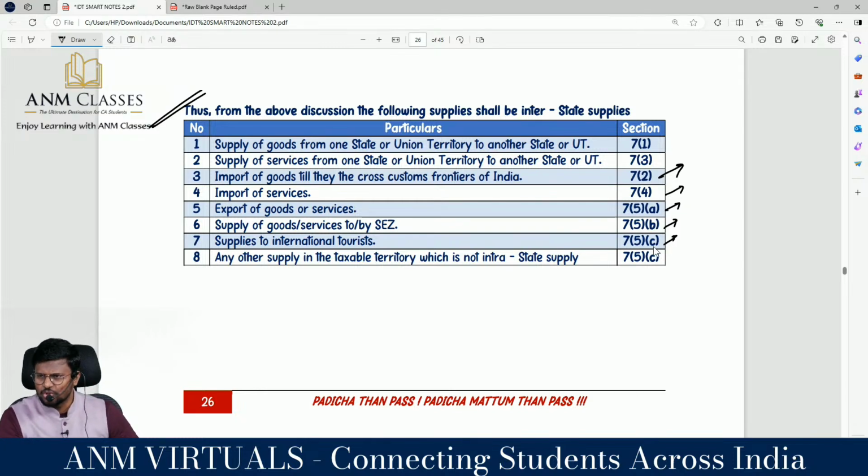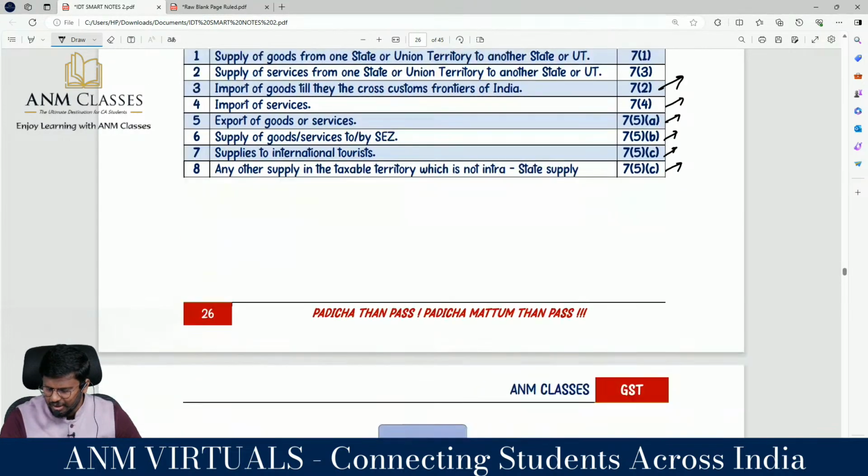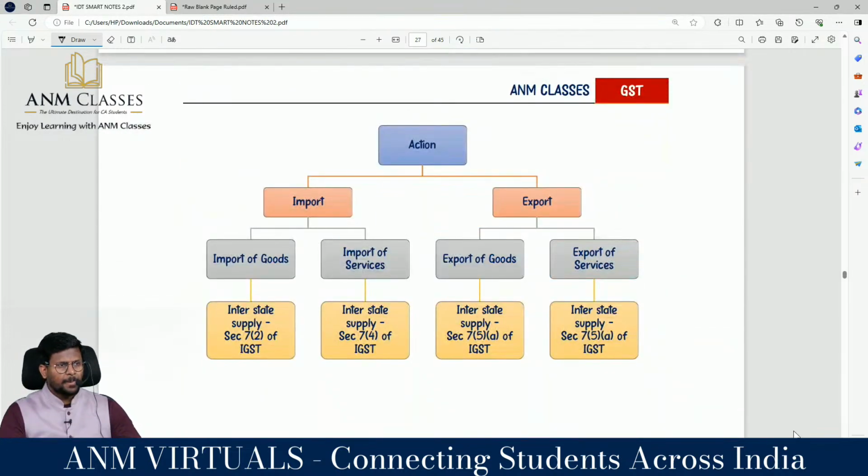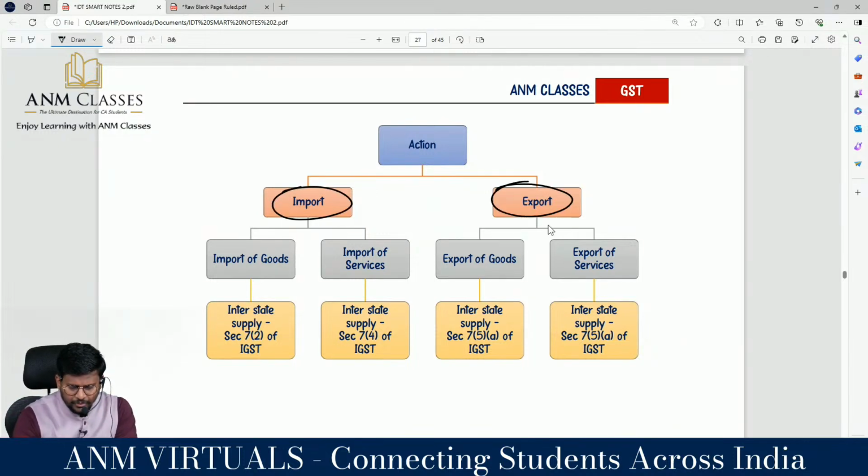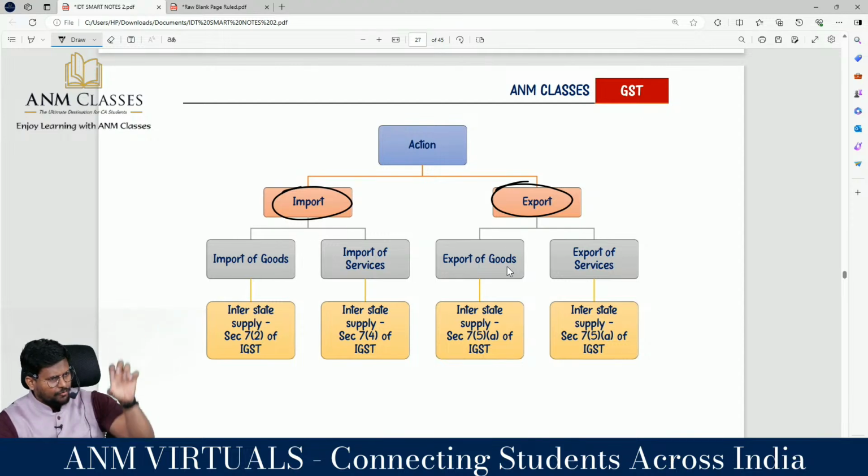Any supply which is not an intrastate supply is an interstate supply. Any other supply in the taxable territory which is not an intrastate supply is an interstate supply. As per section 7 subsection 5, we are having 2 actions, either import and what? Import of goods is an interstate supply. As per section 7.2 of the IGST Act, import of service is an interstate supply.